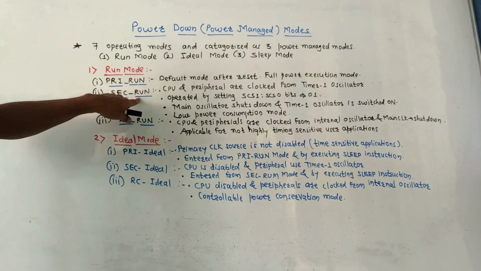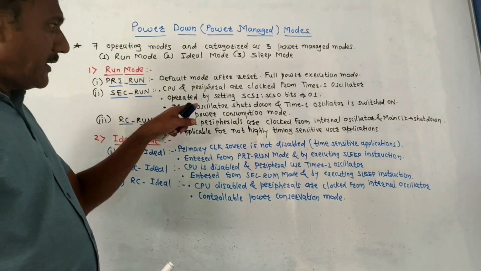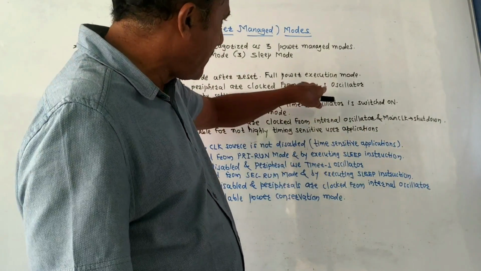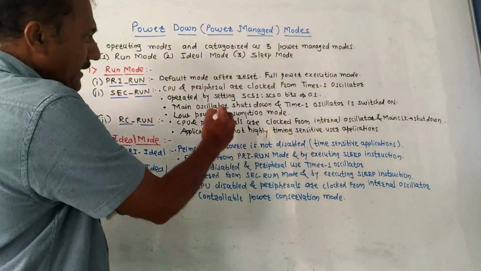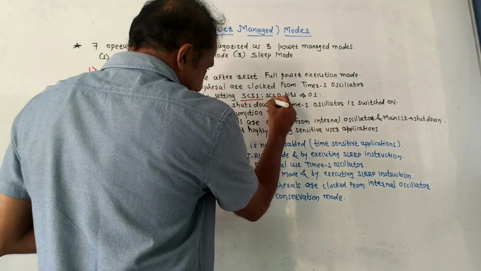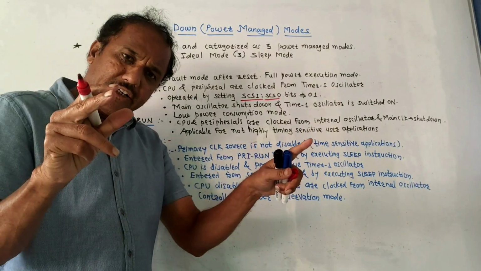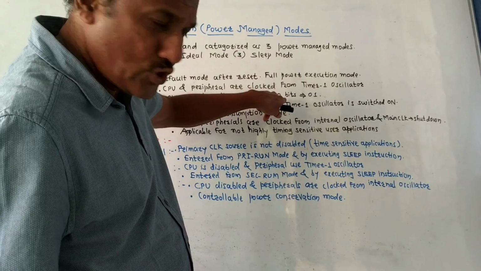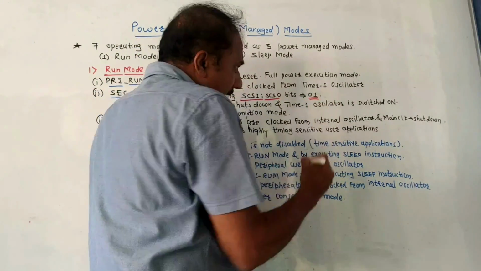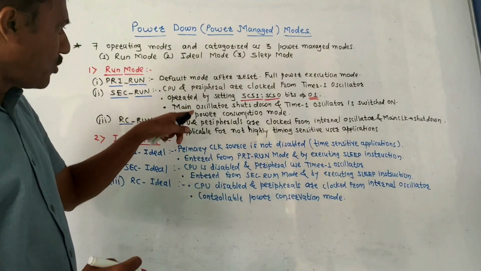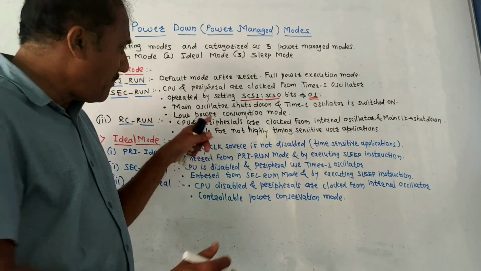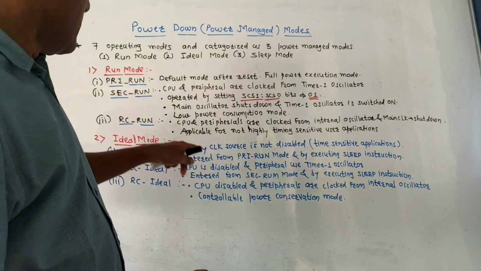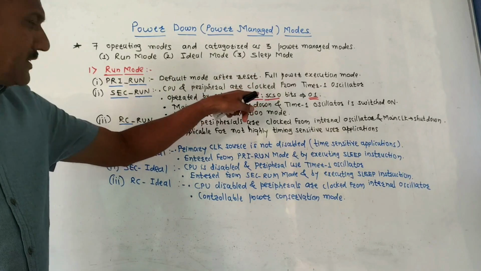Then SEC run mode, secondary run mode. Here the CPU and peripherals are clocked by making use of timer 1 oscillator. Then it is operated, ye important sentence hai, dekho ye do bits hai, these are the bits related to oscillator register. So if SCS1 and SCS0, these two bits are set to 01, then this mode is operated. In this case, the main oscillator is shut down and timer 1 oscillator is switched on. It is basically a low power consumption mode.